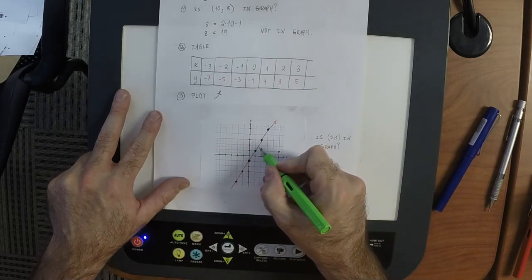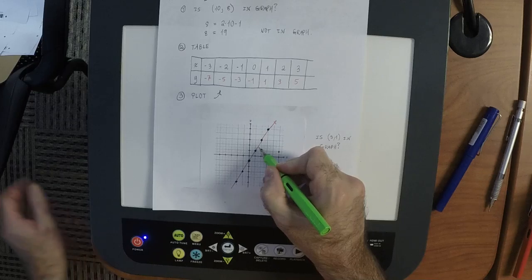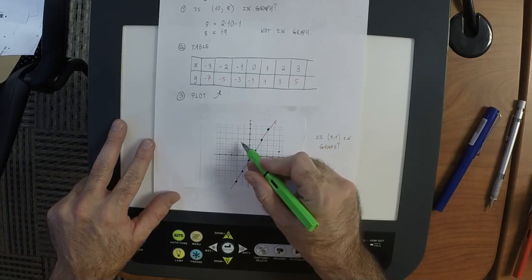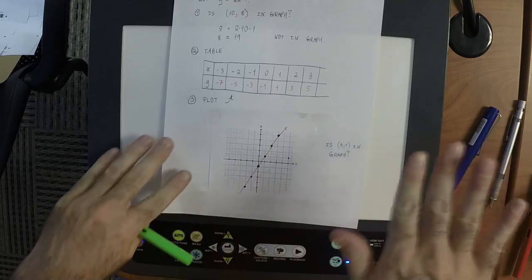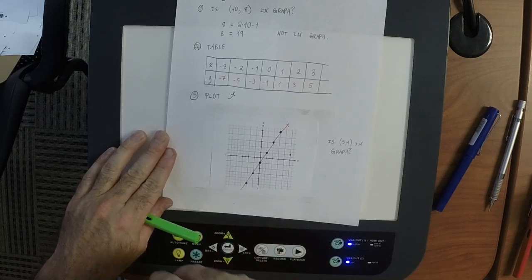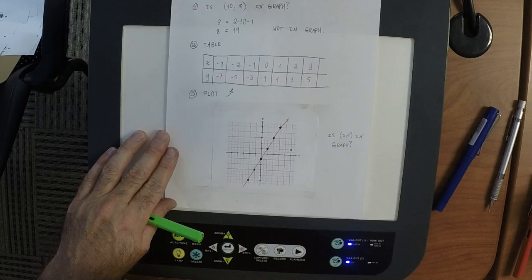So if we were to plug in that point right there. True or false? True. That one? That one? That one? False. Okay, that's what this drawing represents. It's where the equation is true, and also by process of elimination, where the equation is false. Okay, any questions about these things?